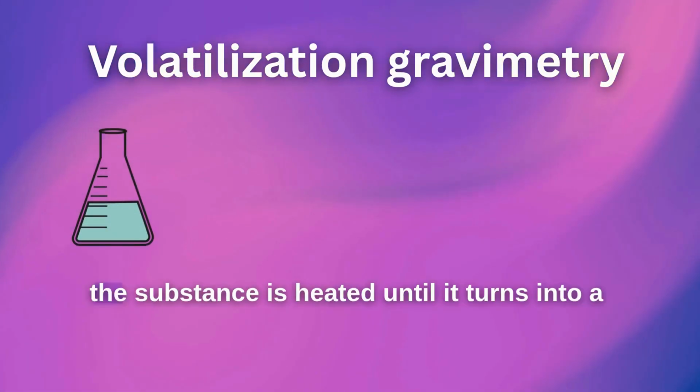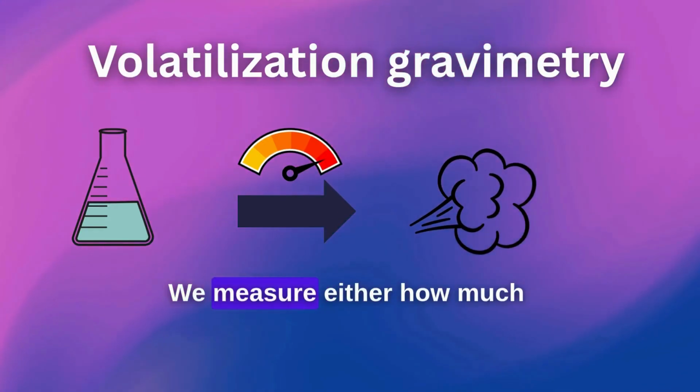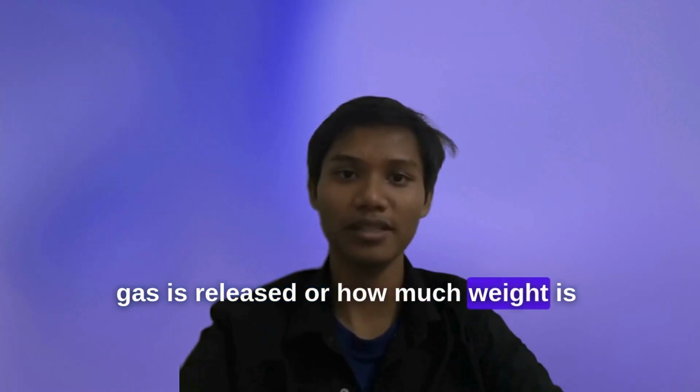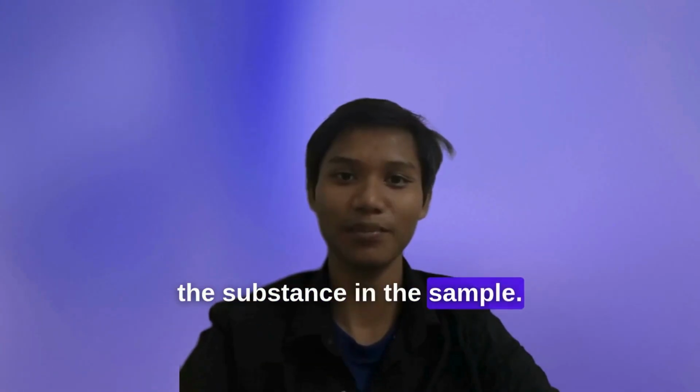The second is volatilization gravimetric analysis. In this method, the substance is heated until it turns into a gas. We measure either how much gas is released or how much weight is lost to figure out the amount of the substance in the sample.